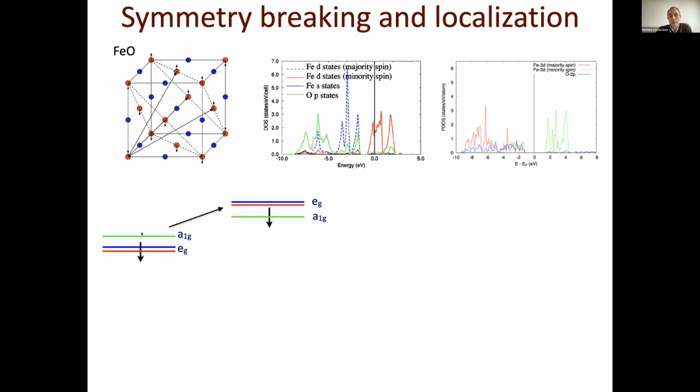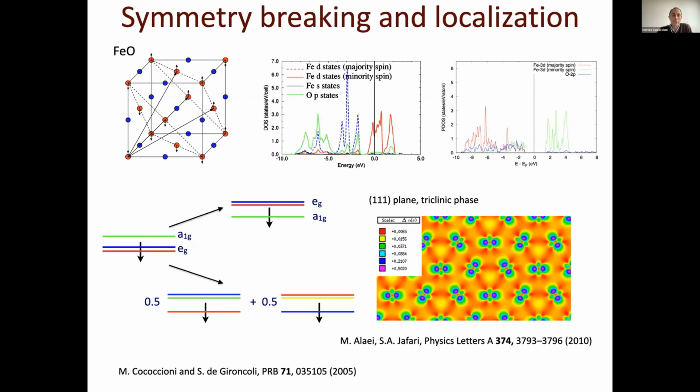Try to suggest the code to localize this electron on this A1G state, which will be taken down in energy, so that a gap can open between this one and the EG states that he was sitting on before. Or you can break the symmetry in another way and have this symmetric state as a resonance, basically between these two states where you have broken this EG degeneracy.